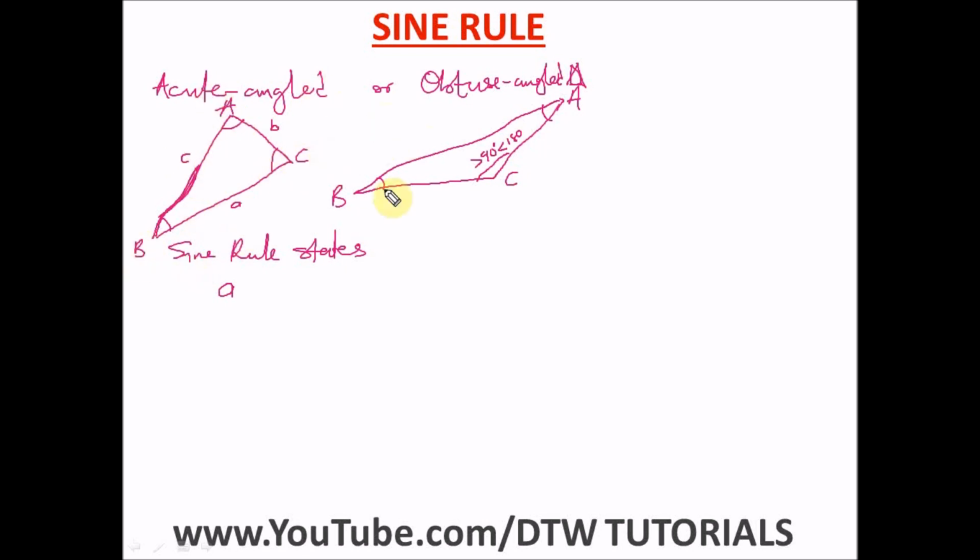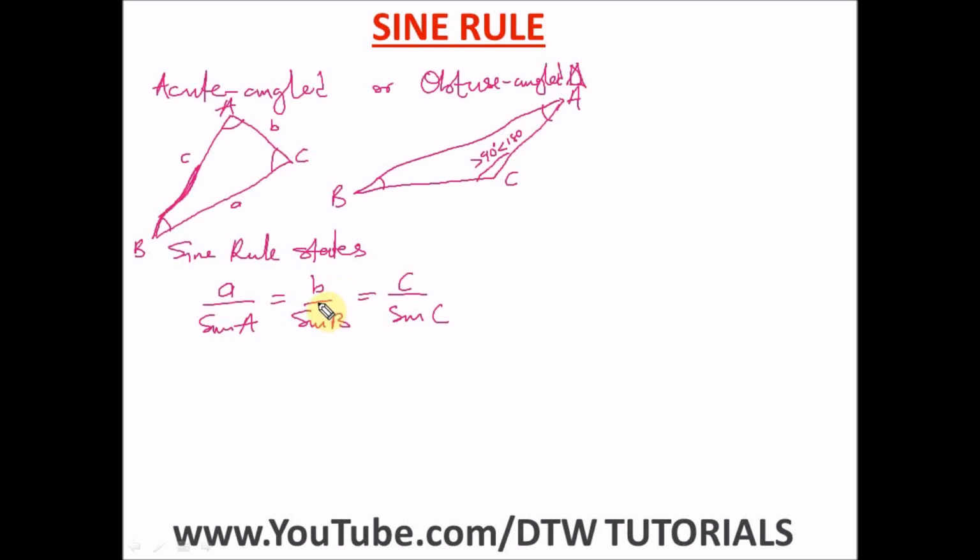So in any acute angle triangle, after you label, the side should match whatever angle is opposite it. Here the sine rule says that we have a over sine A, that's angle A, is equal to b over sine B, that's capital B, the angle, which is also equal to c divided by sine C. So in whichever case you can equate any two.